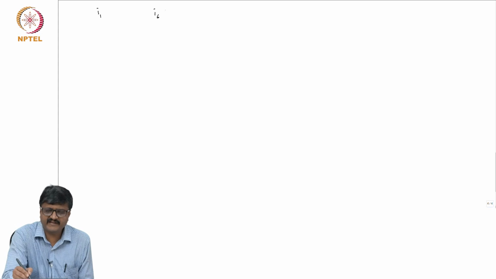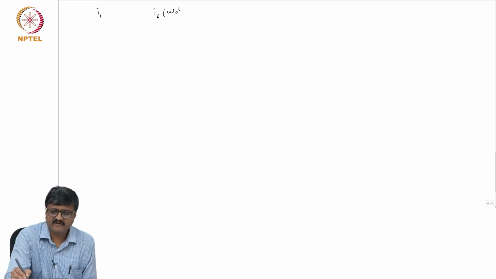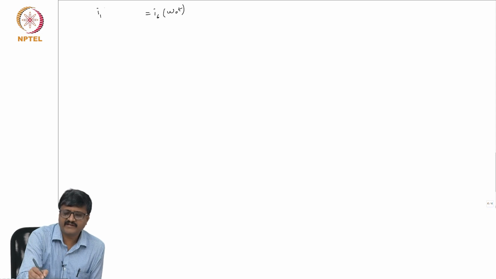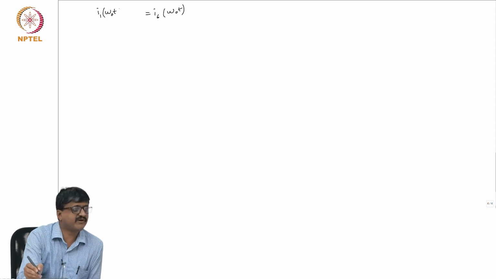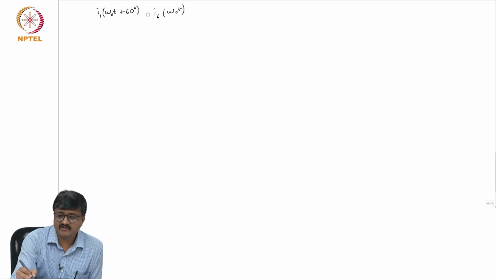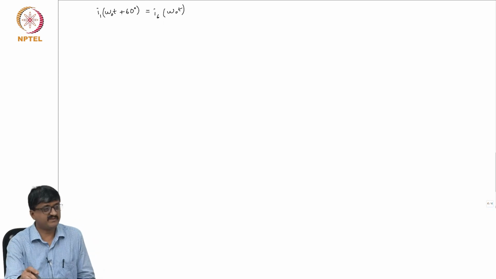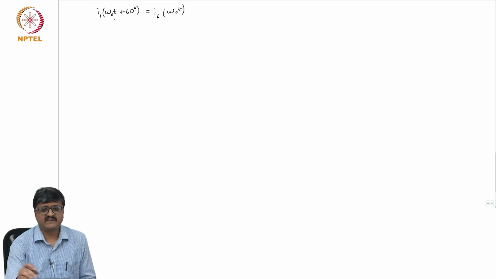So, if I take I6 of omega ot, it will be equal to I1 of omega ot plus 60 degrees, not minus, plus. I mean, is it plus or minus? I1 is lagging I6 by 60 degrees. So, it is plus. Okay, this is correct.